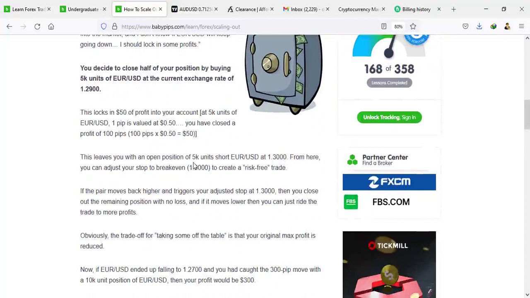So if the pair moves back higher and triggers your adjusted stop loss, because once you close in $50 from your open position, you move your stop loss to your entry. If the news affects the Euro USD, and you see Euro USD, instead of falling, rising back up because the USD is weak, you get stopped out. And so once you get stopped out, you have only locked in $50 from the trade, right? And you are out of the trade.